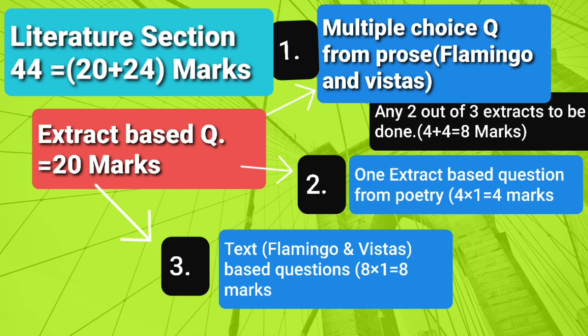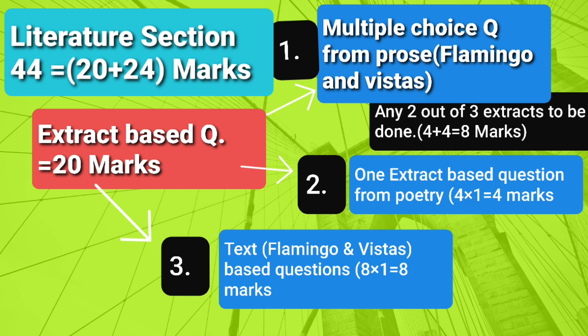Means 8 questions will be there, and each question will weigh 1 mark. Talking about the next question from literature, that will be an extract from the poetry section. Out of your poems, they'll be giving you 2 extracts. Out of 2 you need to attempt 1, and in total that will be of 4 marks. 4 questions will be there. It means each question will weigh 1 mark.